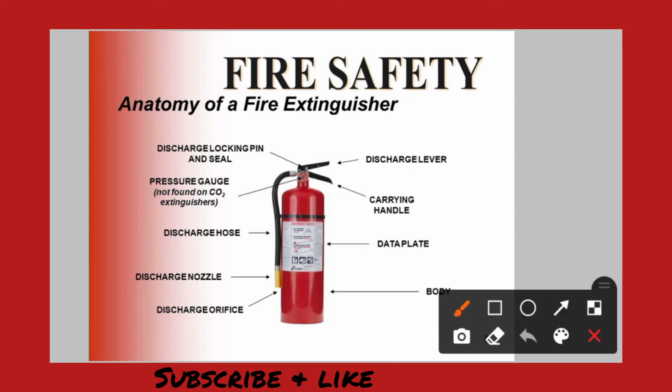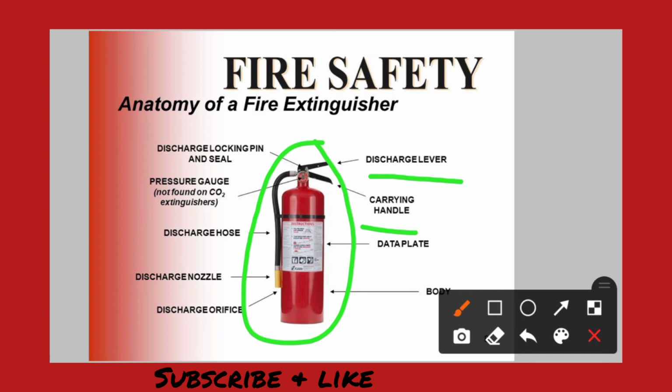Now let's study the parts of the extinguisher. See, this is the extinguisher. So first of all, what do you see? Let's talk about the external parts first. Basically it has a discharge lever. A lever is a thing which is used to push or pull something. So you push the lever, and there are the carrying handle, the discharge locking pin, the safety pin, and the pressure gauge. Let me show you again. Pressure gauge.